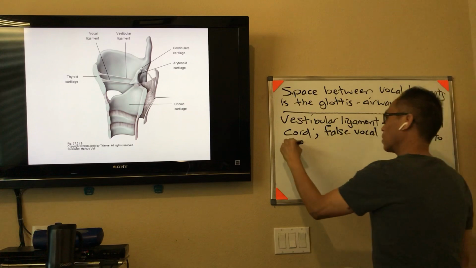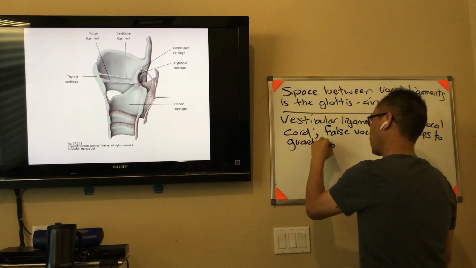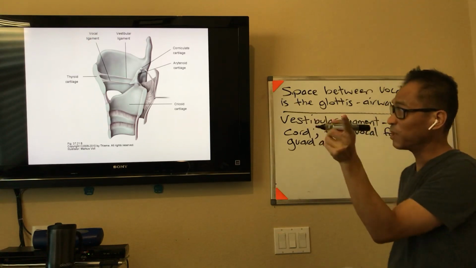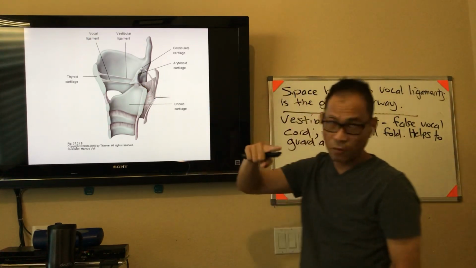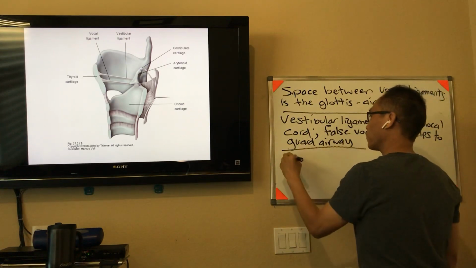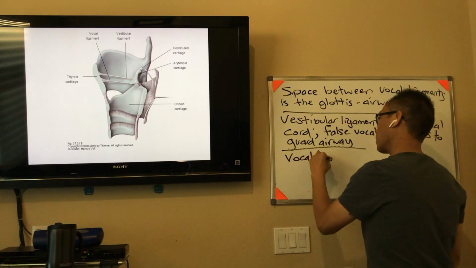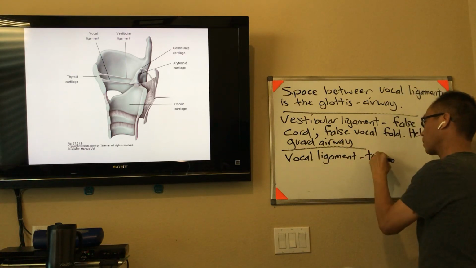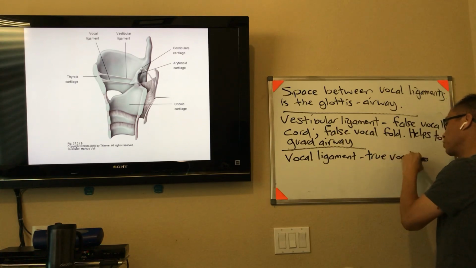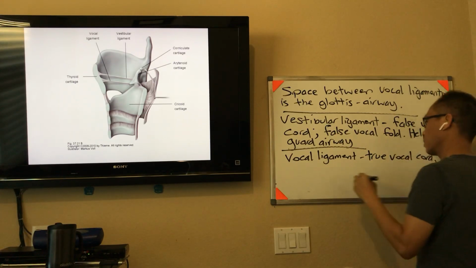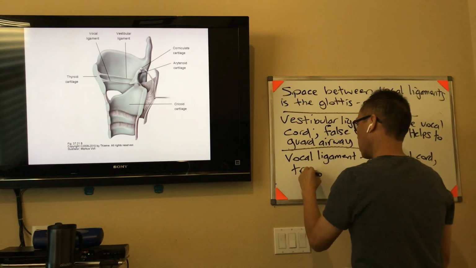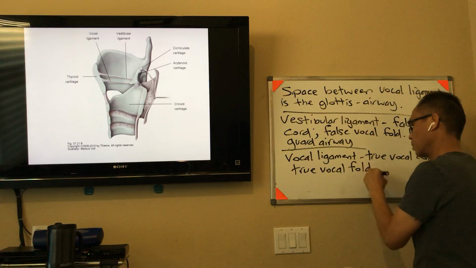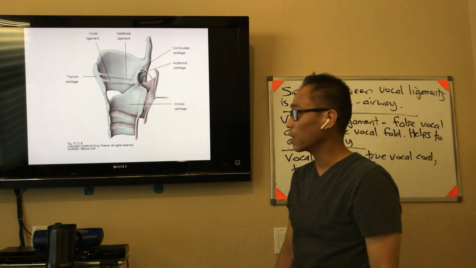Helps to guard airway, the glottis. Anyways, that's the superior ligament, as you can see from the picture. This bottom ligament, that's the true vocal cord, your vocal ligament. And you can call it the true vocal cord or true vocal fold for the same reason. You call it a fold when you put mucous membrane over a ligament.